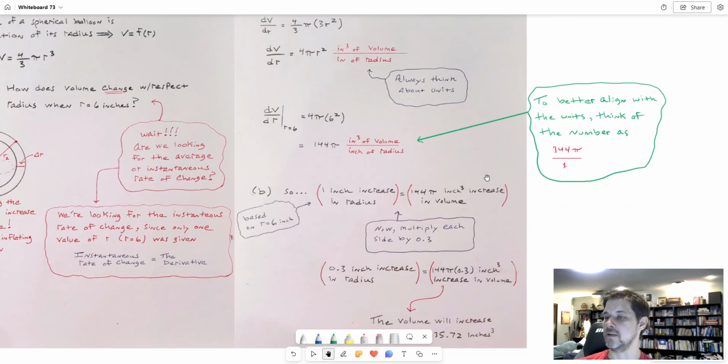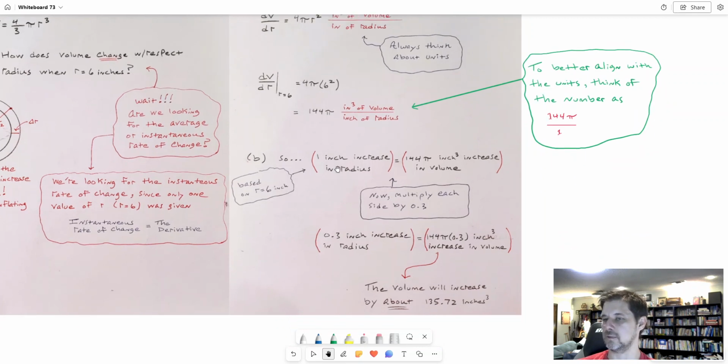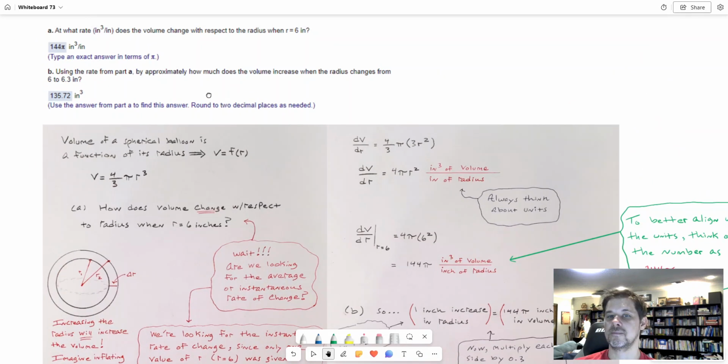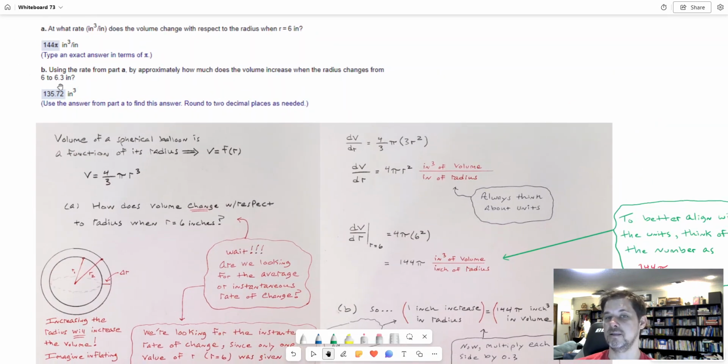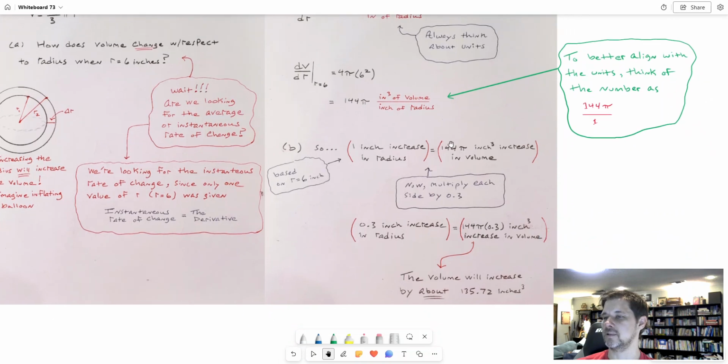Well, this will tell me, I mean, it says for every inch of radius you get 144 pi additional cubic inches of volume. So I'll write it out like this. This is not the only way to think about it, but I think this is relatable. So if 1 inch increase in radius gives you 144 pi cubic inches of additional volume, then I can just multiply both sides by whatever the change is here. I mean, how much is the radius changing to go from 6 to 6.3? It's changing by 0.3 inches.